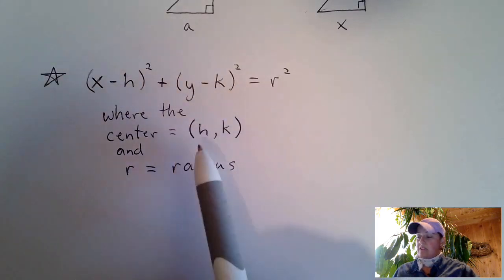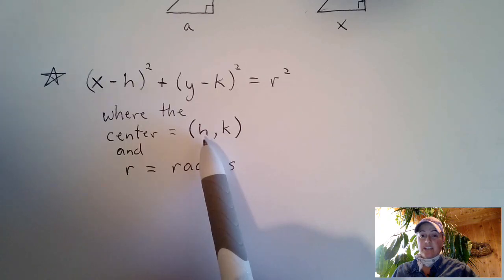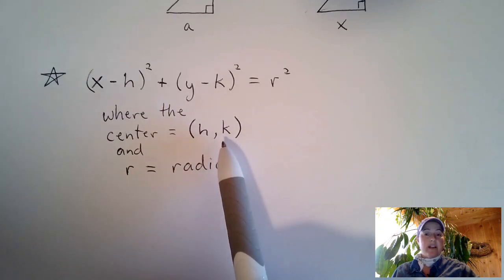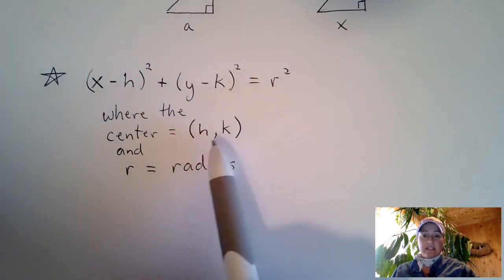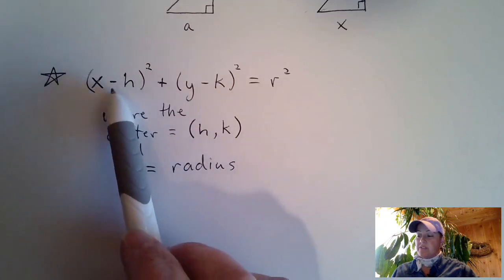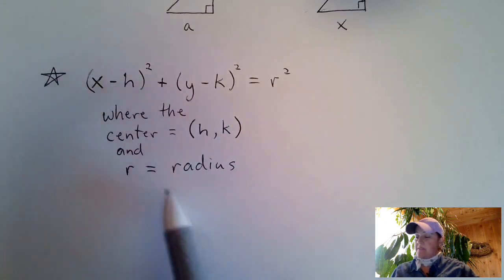Now our locator point, or our center, is (h, k), just like it was for the absolute value and for our quadratics. That's still the h and k, but notice that both of these are negative. Okay. And our radius is r.